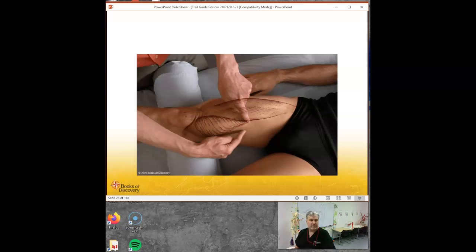Miss Routson. Yes. Miss Routson, where do all four quads insert? They come over the patella and insert into the tibial tuberosity. We'll take it. That's beautiful.